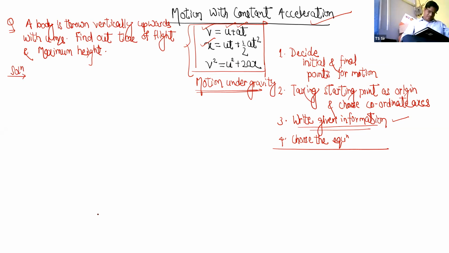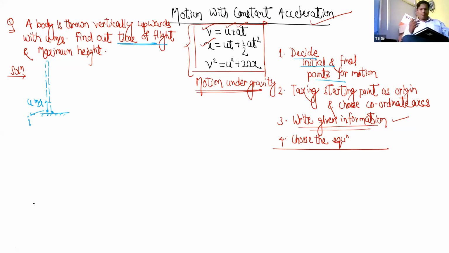So first let me draw the diagram. As soon as I read the question, first I will make a diagram. This is the ground. The body starts from here with u meter per second. The body goes like this, here it turns, and then it comes back like this. So this is my diagram. Now I need to find the time of flight. This is the initial position and this is the final position.